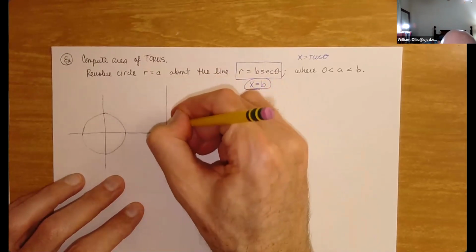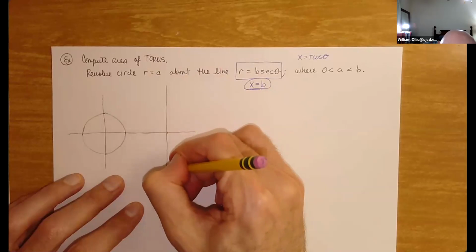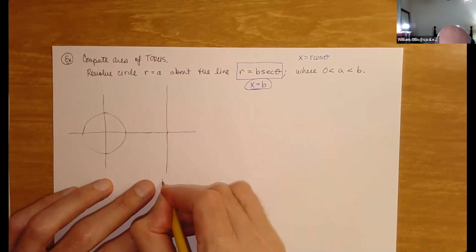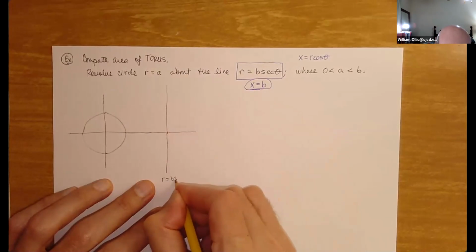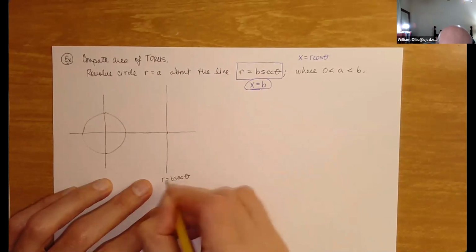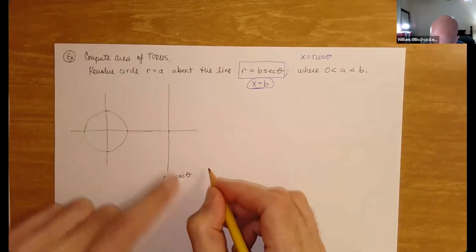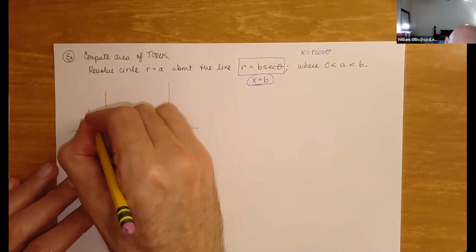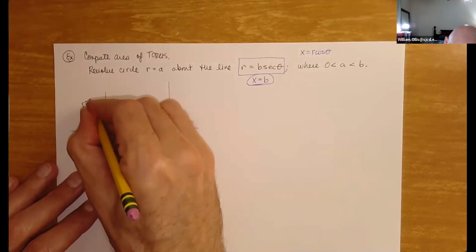This is a beautiful problem. I'm not going to write that out. I'm just going to say r equals b secant theta. You're going to throw rocks at me. Well, we know it's going to look like this. And this is what r equals a looks like.